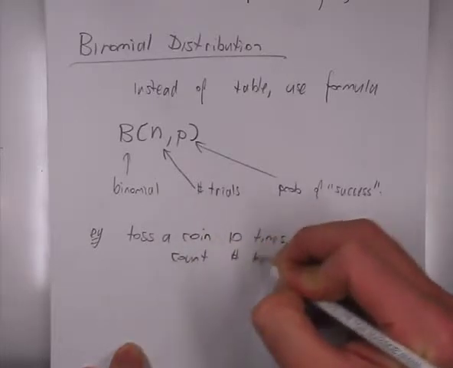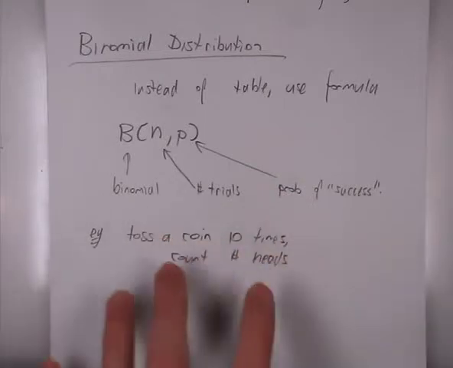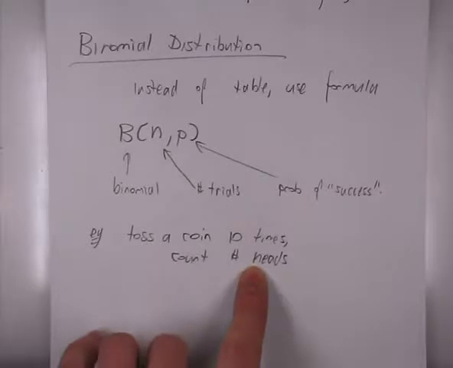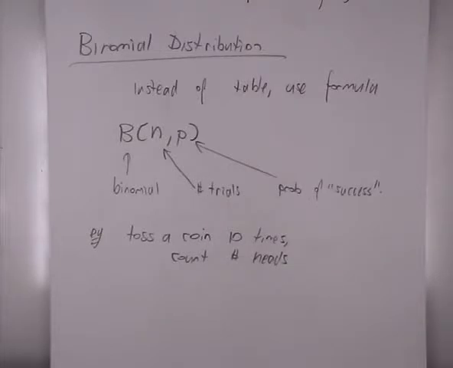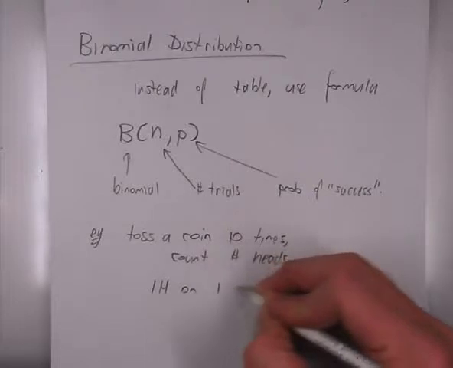Okay, so the examples are, you might toss a coin 10 times and count the number of heads. Okay, so I've done the same thing over and over. Okay, and I've counted how many times I get a single head. Okay, so the idea is that getting one head on one throw would be a half, and that's the P. So one head on one toss.